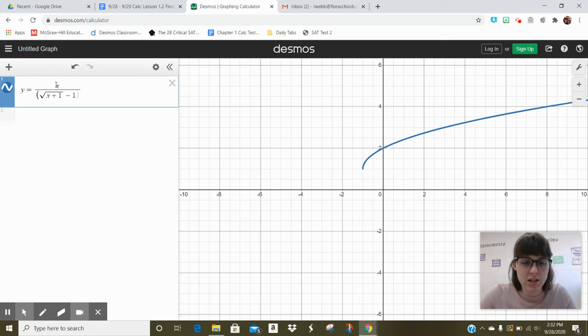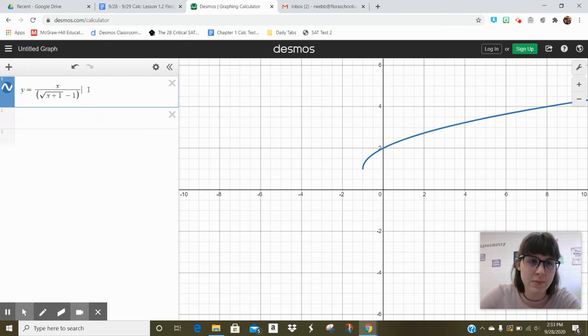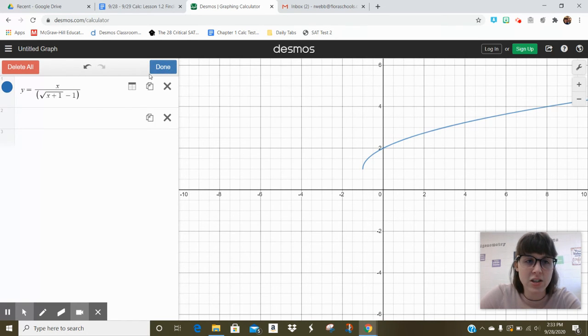Then -1, and close up the parentheses, and then equals, or enter. Okay, so we got that typed in there. Now, we're going to click the box where we typed the function. We're going to click on the gear. We're going to click the table.